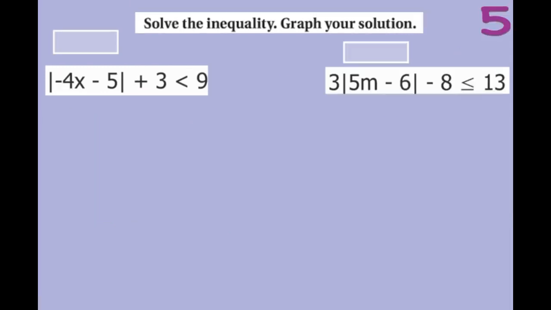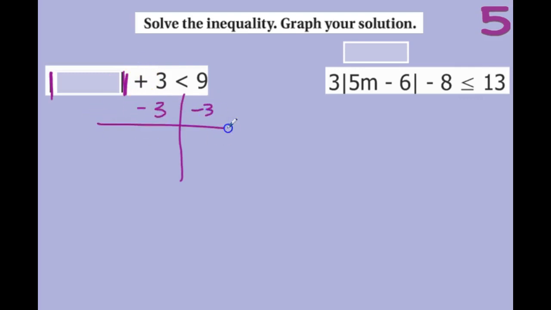Now we have to clean up our bathroom just a little bit. What I mean by that is we got to get our absolute value, or our shower door, all by itself, so we can set it equal to the negative and to the positive. So first we got to get rid of this 3. We have to subtract 3 on both sides. And we're left with 6 here. And then also underneath here we have the absolute value of negative 4x minus 5.